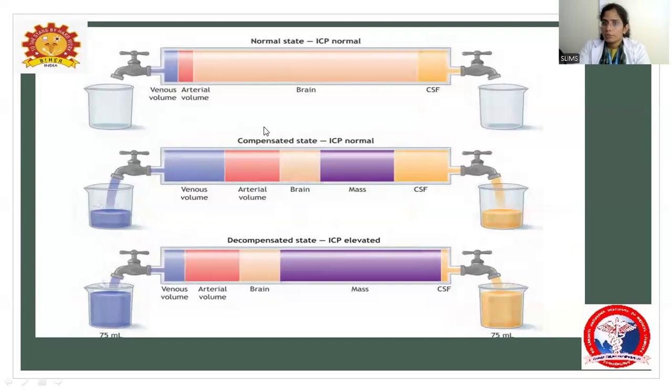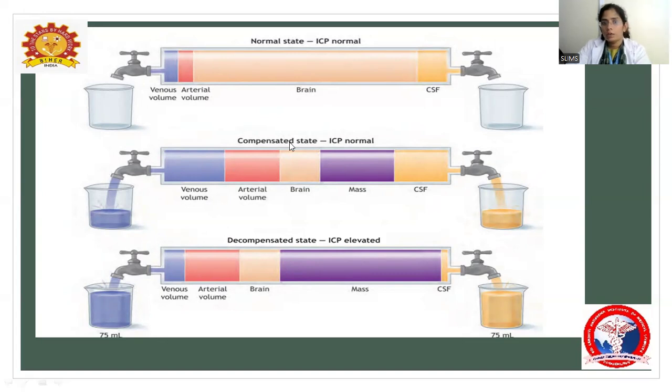So, what are the contents of the cranium? The foremost content will be the brain. The other contents will be CSF, arterial volume, and venous volume. As we can see, this is a rigid compartment. It cannot expand. So, increase in one compartment will be compensated by decrease in the other.